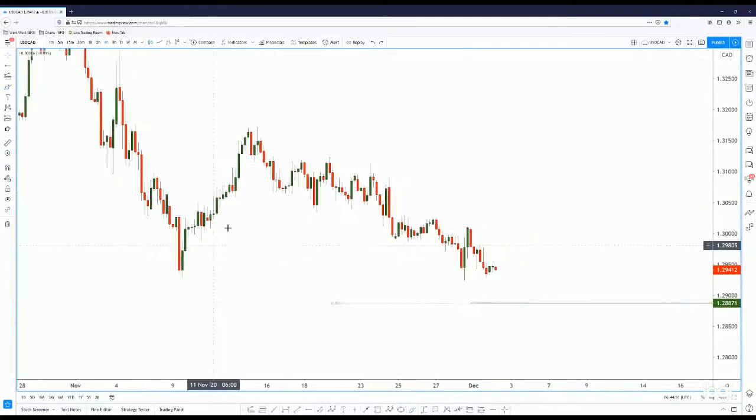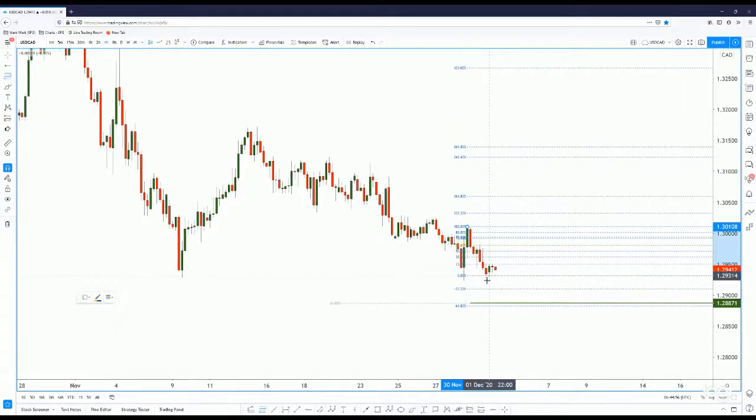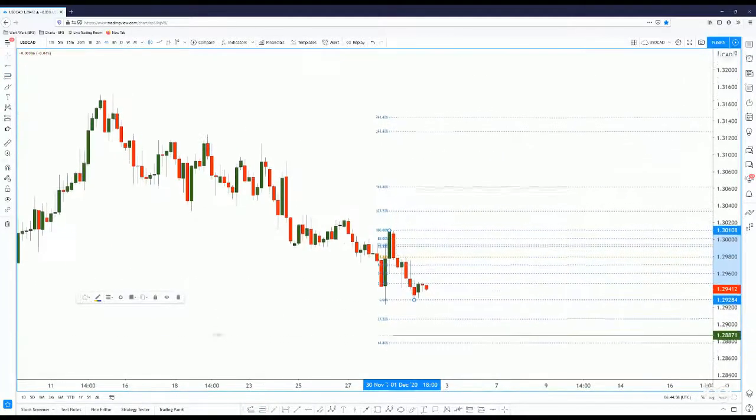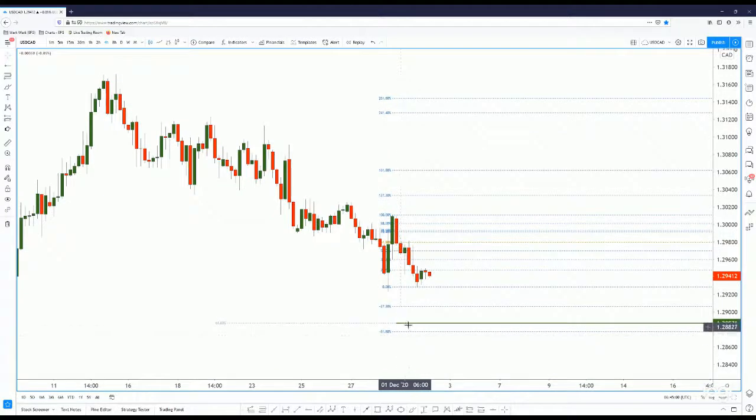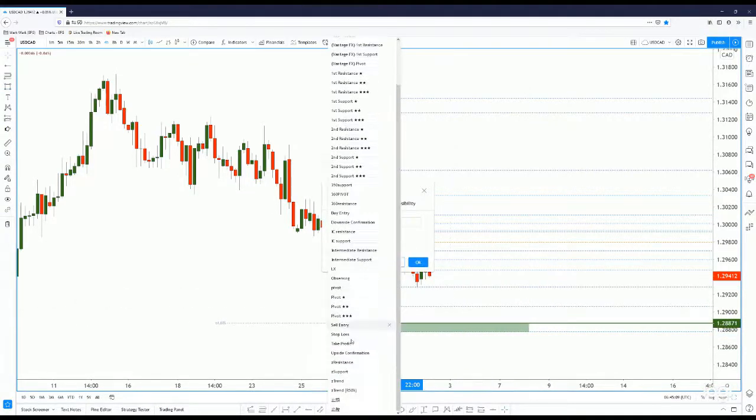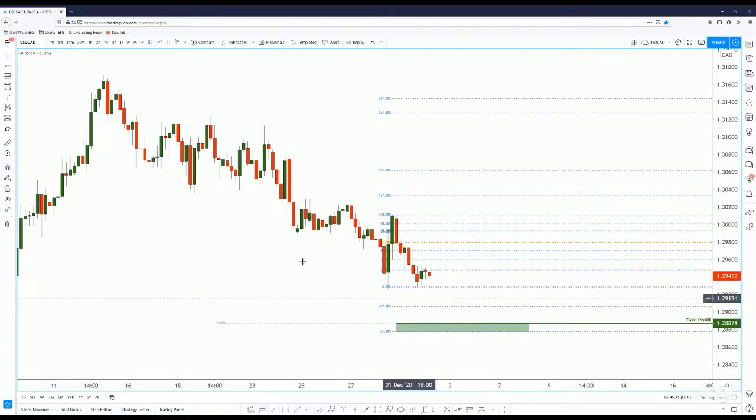So what do we do for that? We can actually use Fibonacci retracement of the last movement from the high to the low. And we see nicely that the negative 61.8 is actually in line with our daily 61.8 target. So this can become our take profit. This was our take profit that we found on the daily.